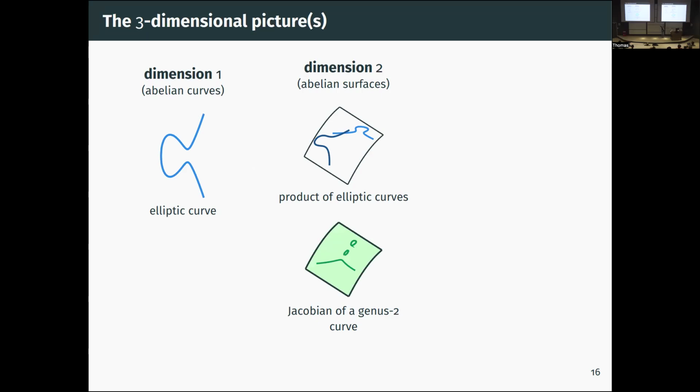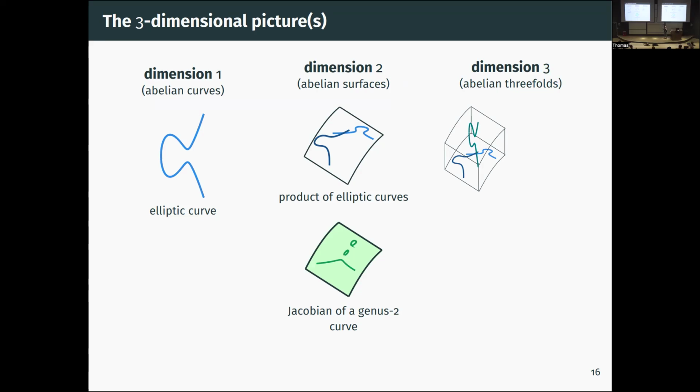So in dimension 1, everything we had were elliptic curves. In dimension 2, we had these two different kinds of objects, products of elliptic curves and Jacobians of genus 2 curves. Now, the next question is, what happens in dimension 3? Maybe you can already guess what the first picture will be. It's based on the observation that 1 + 1 + 1 is 3. So what we do is we just take the product of 3 different elliptic curves. This gives us something of dimension 3.